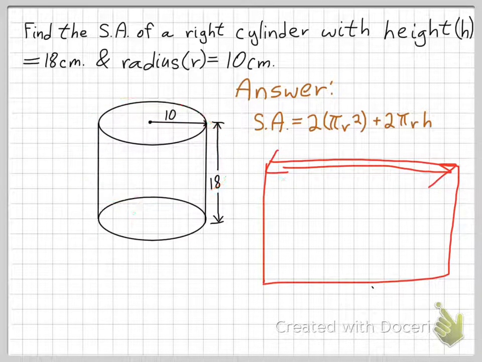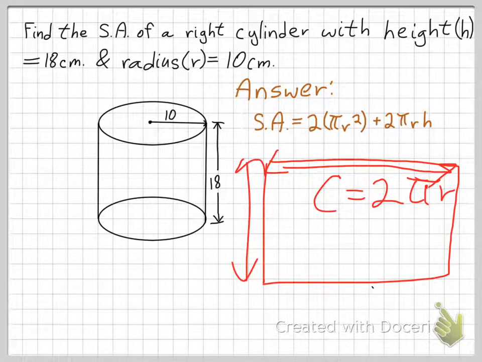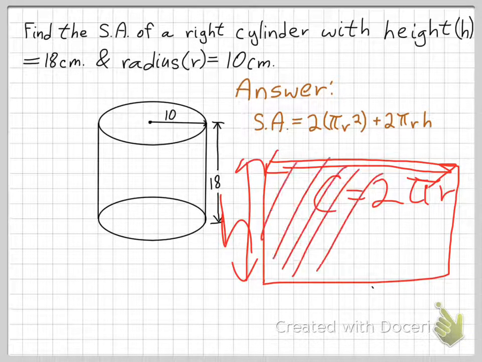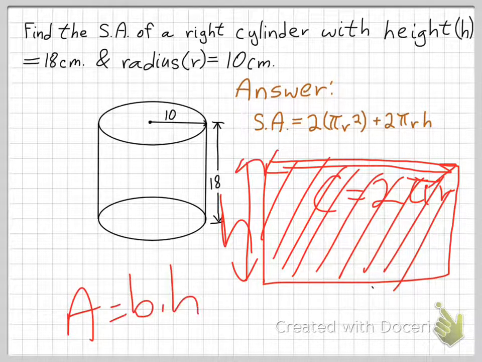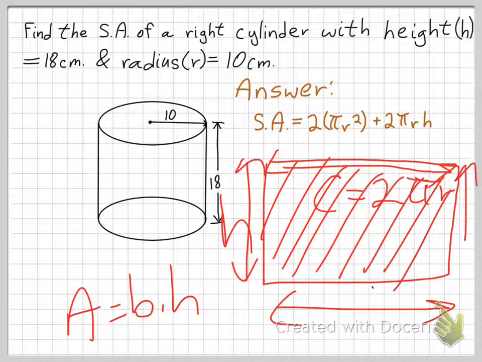So bear with me for a moment. So this is the circumference, okay, this length. And the circumference is 2 pi r. And this distance is the height. And we know base times height is the formula for the area of a rectangle, right? The formula for the area of a rectangle is base times height. And the base in this case is 2 pi r, and the height is h.